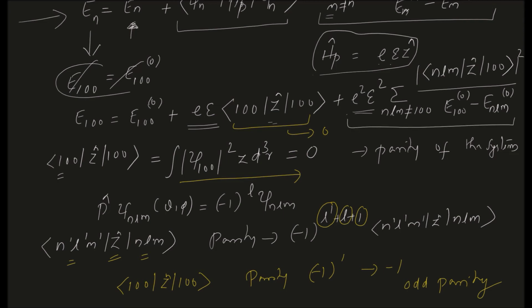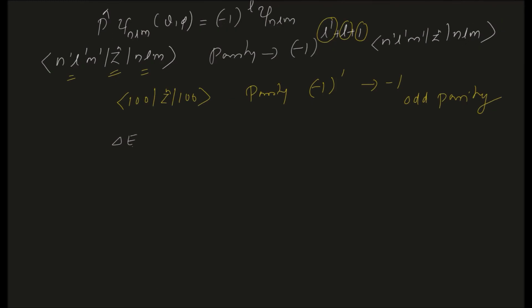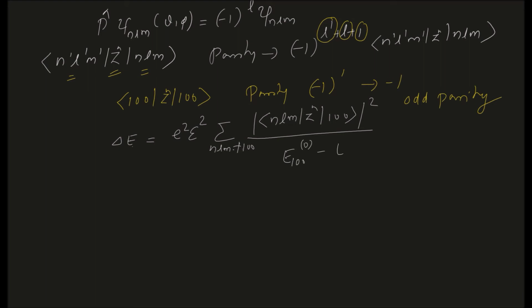So we are left with only a quadratic dependent term. This correction to the ground state is usually known as the energy shift, and let's put it as delta E. We can write delta E equal to e squared E squared, sum over n l m not equal to 1 0 0, of the modulus square of <n l m| z |1 0 0>, divided by E 1 0 0 minus E n l m 0.